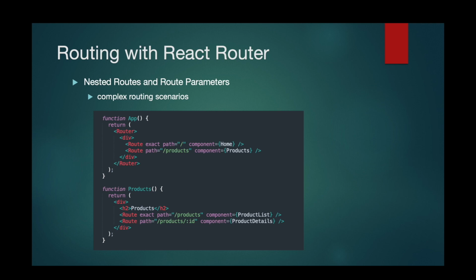So if you see here, slash products is pointing to the component Products, which is defined below in a function Products, which has slash products and slash products slash colon ID, which depends on what ID is passed, it will open that particular product's details. React Router is a powerful library for adding routing functionality to React applications. By setting up routes, handling navigation, and leveraging features like nested routes and route parameters, developers can create dynamic and interactive single-page applications with multiple views and URLs.